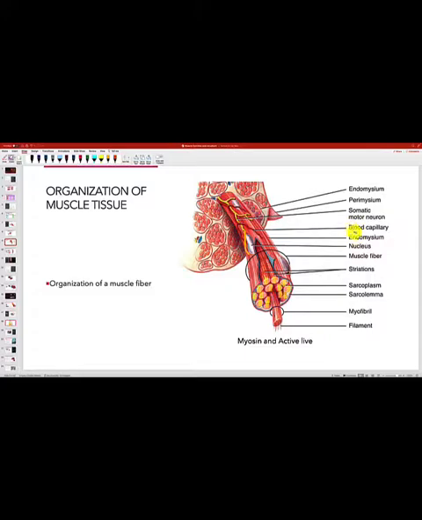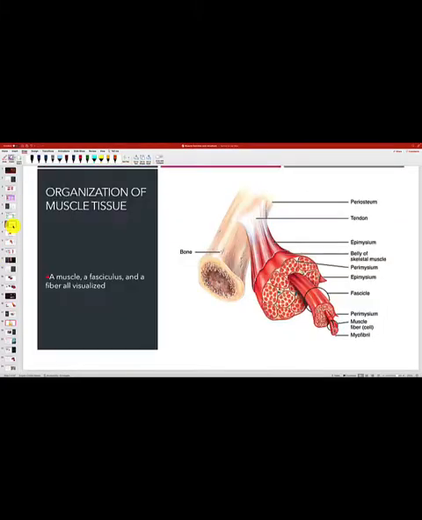So for example, if we go back up to this one here, we see a muscle fascicle, or a muscle. This would be the fascicle, and then inside of the fascicle is the muscle fiber, and then inside the muscle fiber is the myofibril. All right. So some things to try to just kind of memorize, and I'm going to give you guys a little worksheet that will help you with this.